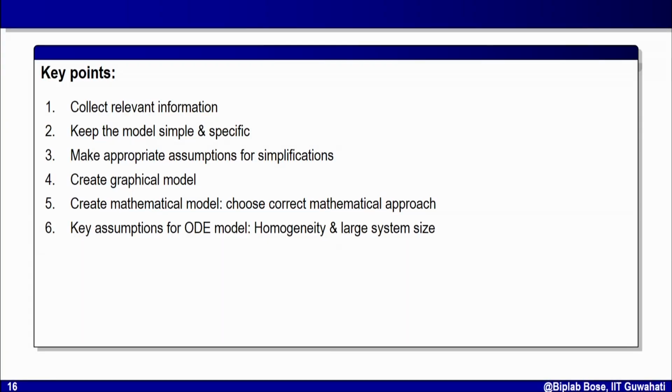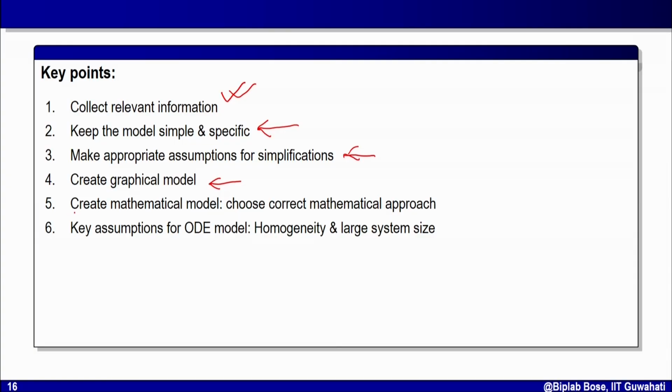So let us jot down what we have learned in this module. If you have to create a mathematical model, first collect all relevant information. That is critical. Once you have collected all information, try to simplify. Keep the bare minimum essential things. Then make some assumptions. And once you have made the assumptions to simplify the model, create a graphical model. In all cases you don't need it, but in many cases it is better to draw a graphical model because it will help us to write down the mathematical models.